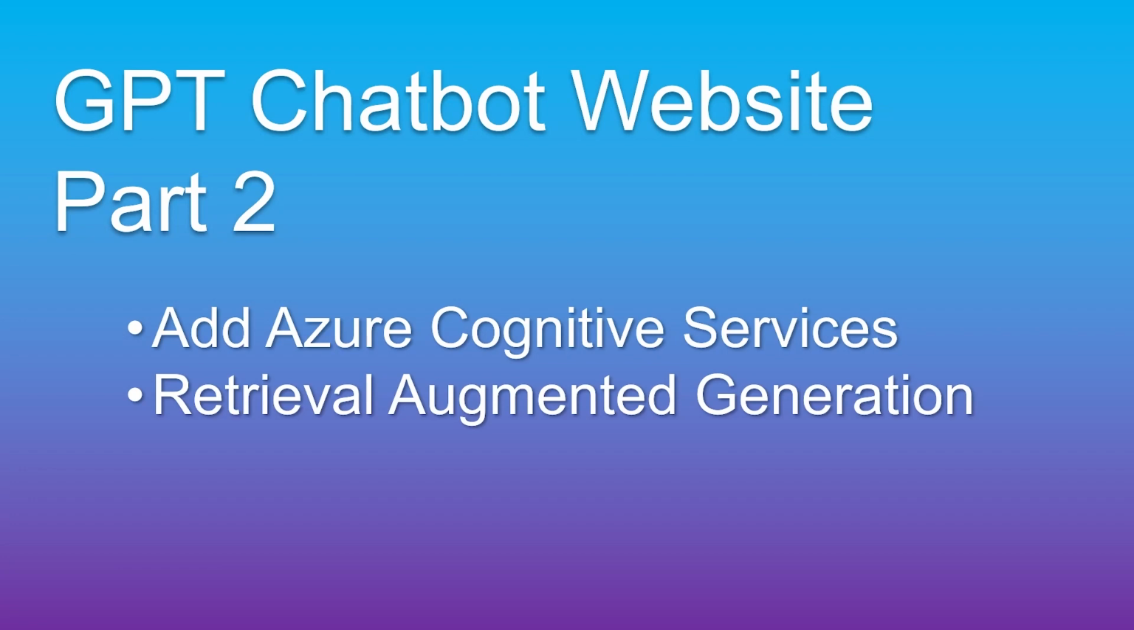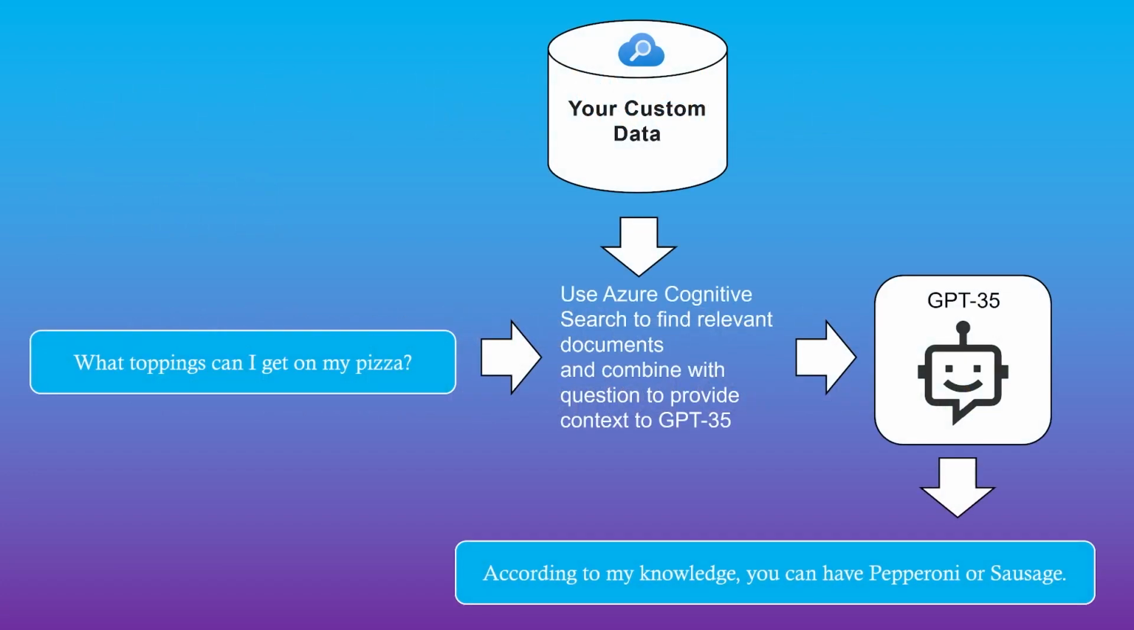Azure Cognitive Search can find relevant documents based on word and phrase similarity. When we combine these documents with the question to produce a response, this is called Retrieval Augmented Generation. When a chat message is submitted, we first use Azure Cognitive Search to find documents that match the topic of the question. Then we pass this information along with the original question to GPT 3.5 to give the model more information to answer the question.